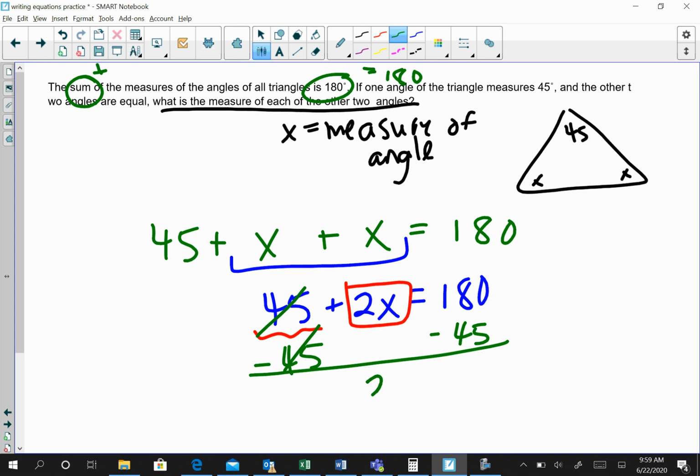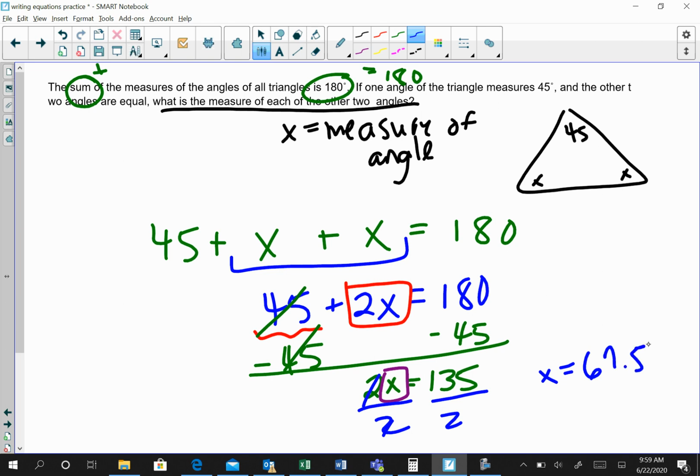45 minus 45 is 0, leaving me with 2x equals 135. Now to get this x by itself, I need to divide by 2. X is 60... I'm going to use a calculator. 65, no, that would be 130. 67.5. Mental math, yes, 67.5. That would be the measure of the other two angles.